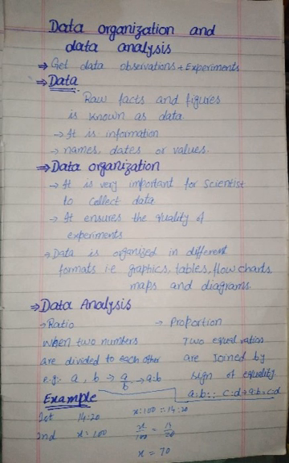How is data organized? Data organization. It is very important for scientists to collect data and organize it in different forms. It ensures the quality of experiments. To ensure the quality of experiments, scientists organize data. Data is organized in different formats, for example graphics, tables, flowcharts, maps, and diagrams.